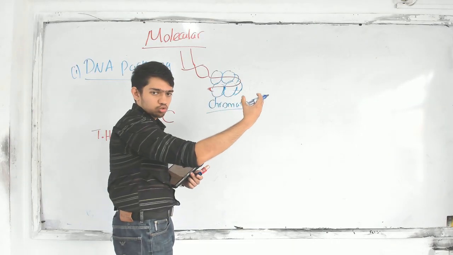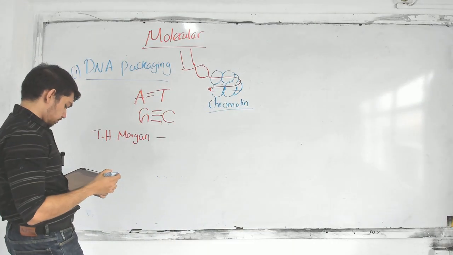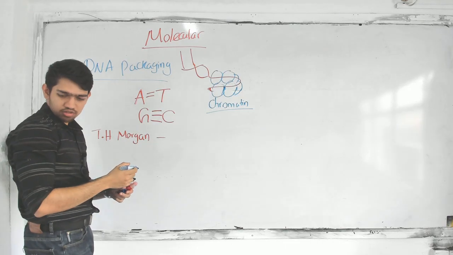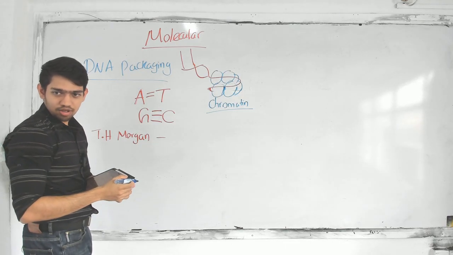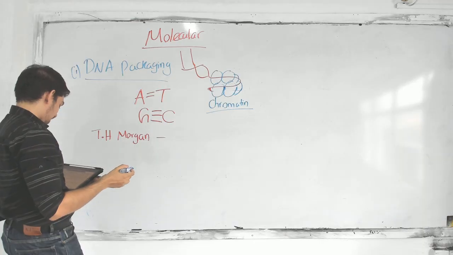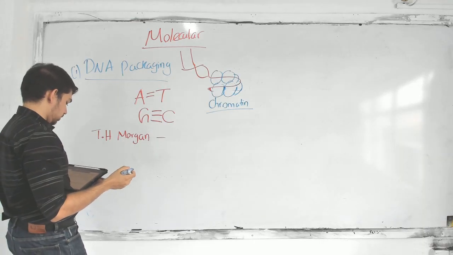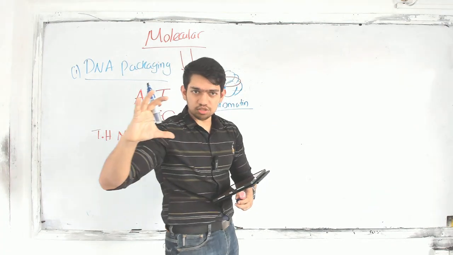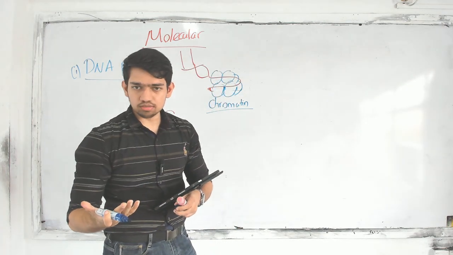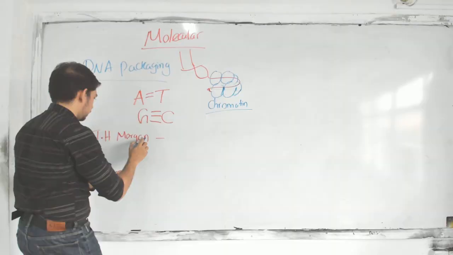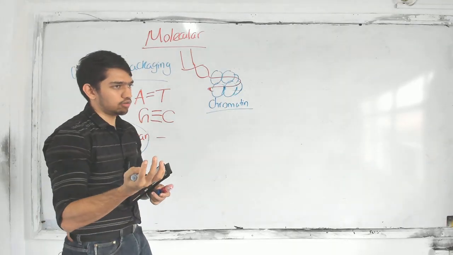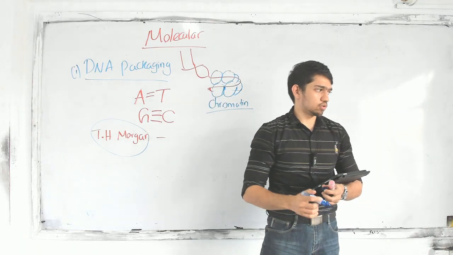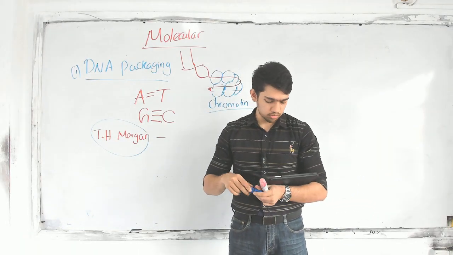Chromatin condenses to chromosome. So what did T.H. Morgan say? Chromosomes are made up of DNA and protein, and genes are regions of chromosomes. A gene is a section of chromosome. That's it, basically. So who said that? T.H. Morgan. Rosalind Franklin, Watson and Crick, T.H. Morgan. Those are the ones you need for the history of DNA.